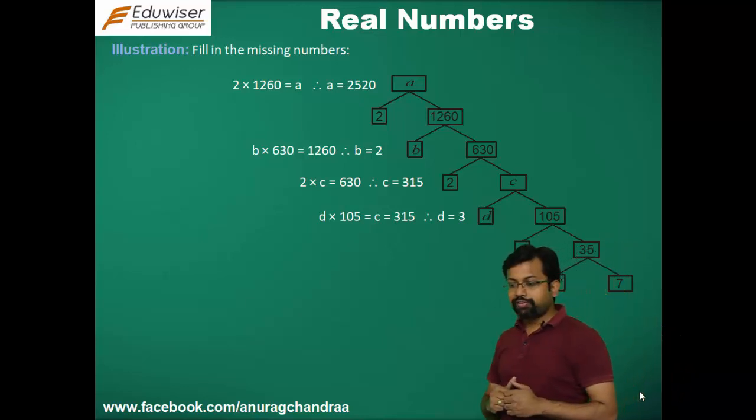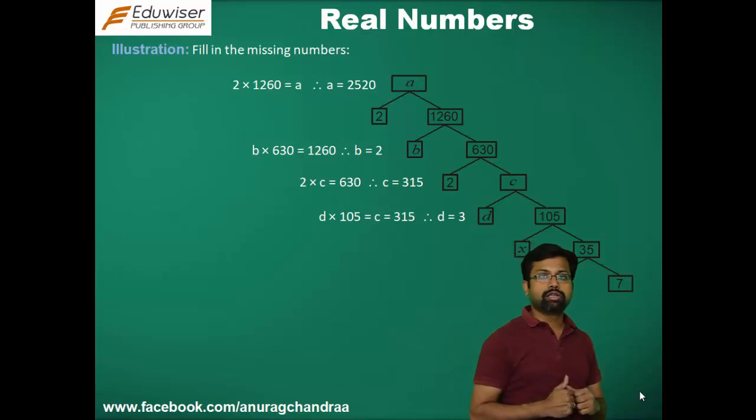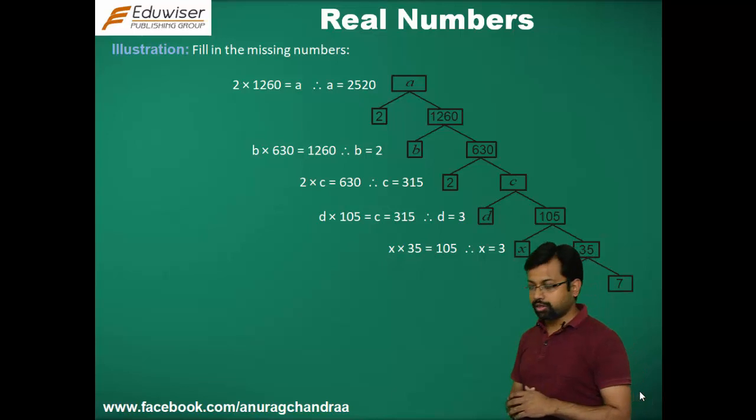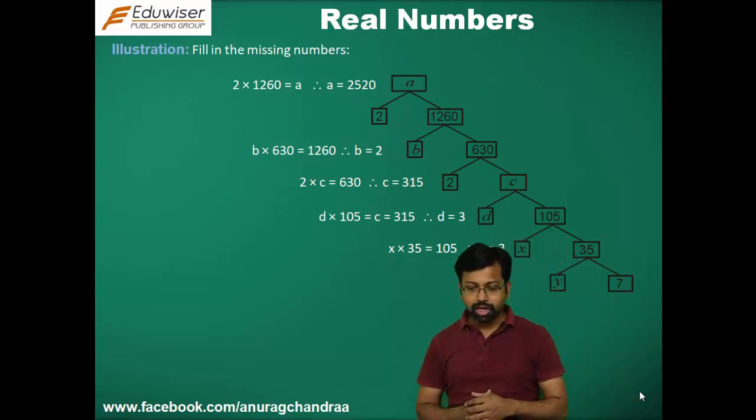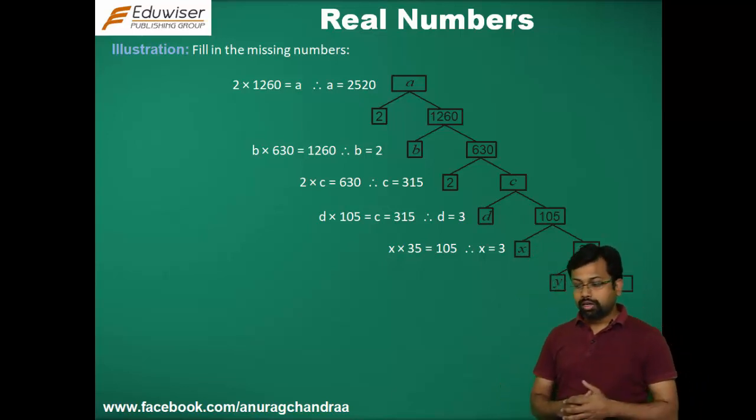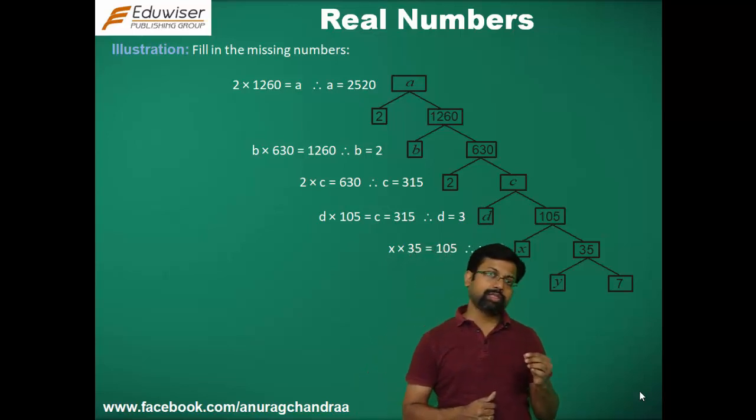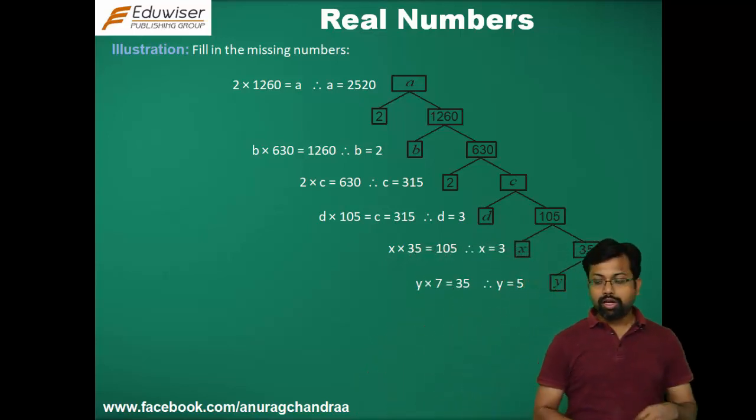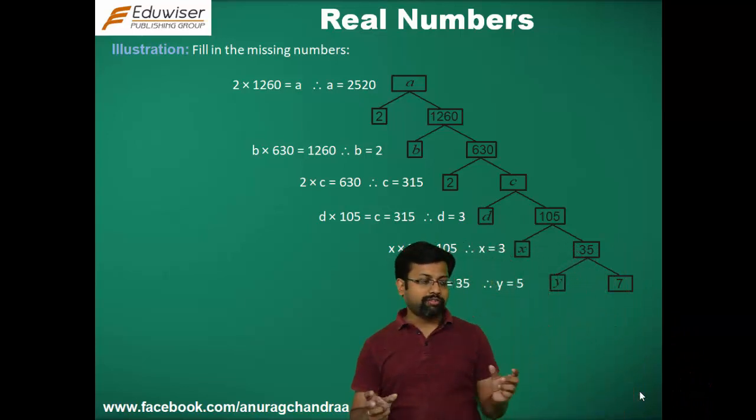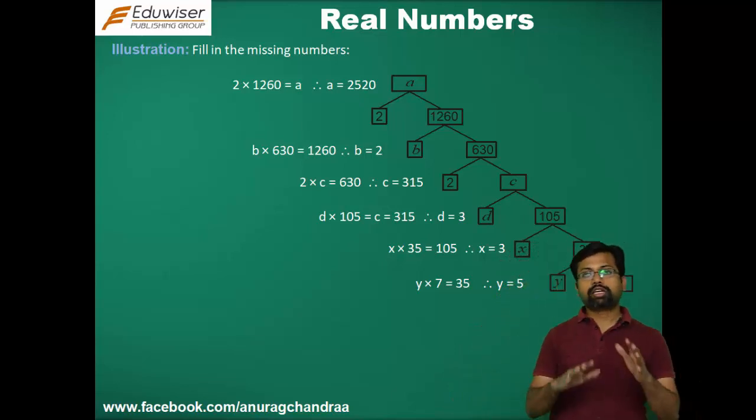Now 105 is split into two factors, X and 35. So 35 into X is equal to 105. Therefore X's value will be 105 divided by 35, which is equal to 3. 35 is split into two numbers, Y and 7. So 7Y will be equal to 35, and Y will be 35 by 7, that is equal to 5. So Y's value will be 5. And since the bottom two nodes have prime numbers, we can conclusively say that this factor tree is a complete factor tree.